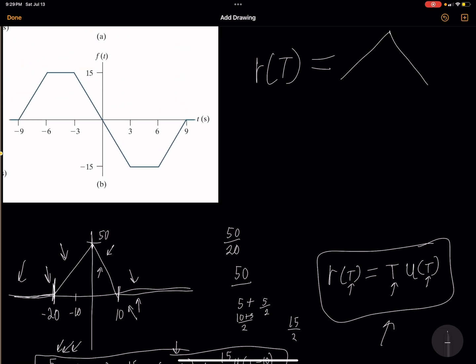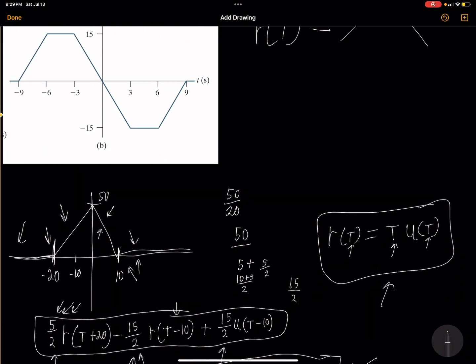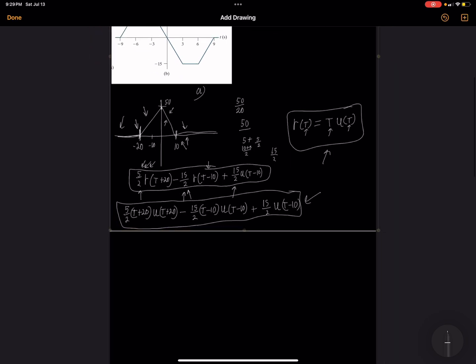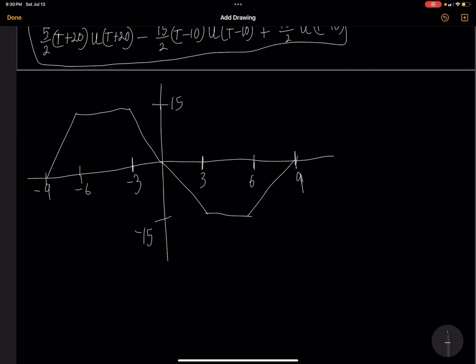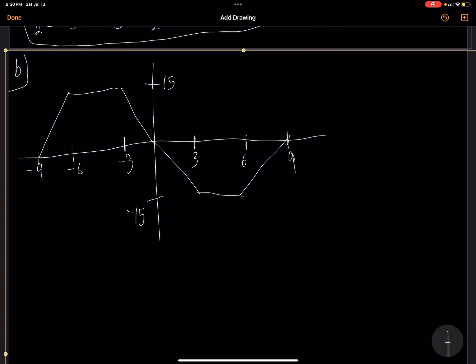Nice. That's question 1. Now let's do question 2. This is A. Now let's do B. I'm going to draw that down. Okay, so we have our graph drawn. Part B.